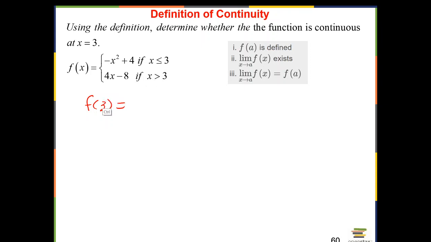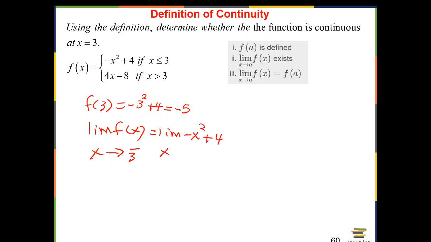at 3. So is f of 3 defined? Yes. For f of 3, we have to use that piece, which is negative 3 squared plus 4, which is negative 9 plus 4, which is negative 5. Now, does the limit exist? What's the limit of f of x when x approaches 3 from the left? We have to use that part, which is the limit of negative x squared plus 4 when x approaches 3 from the left. That is equal to, of course, negative 5. We just talked about that.